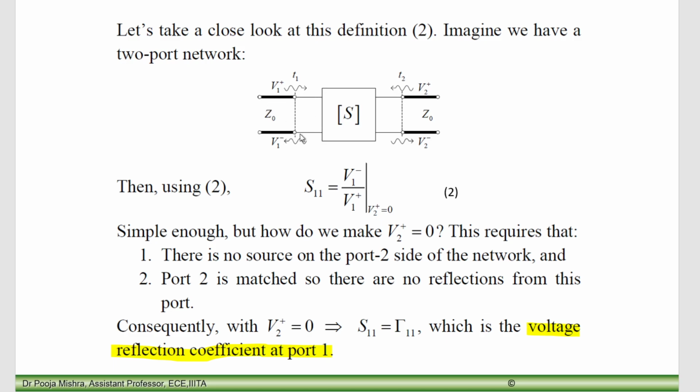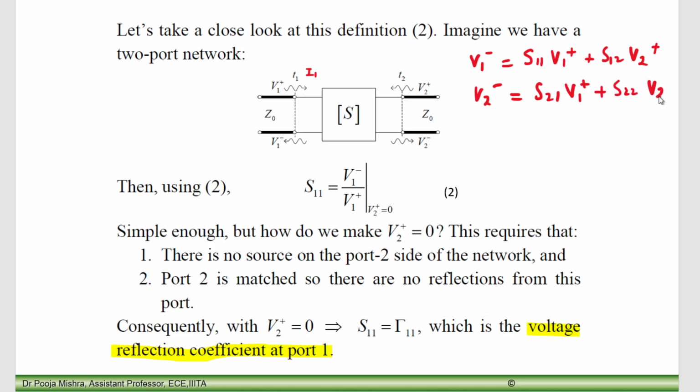If we have a two port network, the voltage and current incident into port 1 are V1 plus and I1 plus, and the reflected voltage from port 1 is V1 minus. The incident voltage at port 2 is V2 plus, and the reflected voltage is V2 minus. So we represent it as V1 minus is equal to S11 V1 plus plus S12 V2 plus, and V2 minus is equal to S21 V1 plus plus S22 V2 plus.